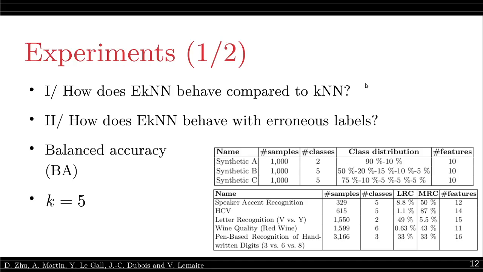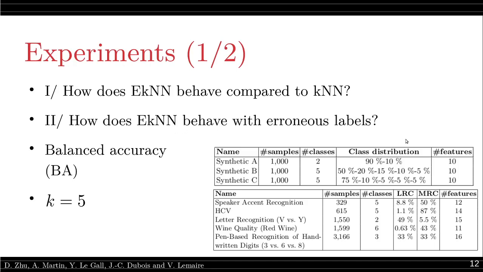So in the paper we studied two problematics. One, how does EKNN behave compared to the classical k-nearest neighbor, which would be called KNN, and second, how does EKNN behave with wrong labels? So in the first scenario, all labels are correct. It is just about comparing EKNN to KNN. The second scenario, however, takes the oracle's mistake into account.